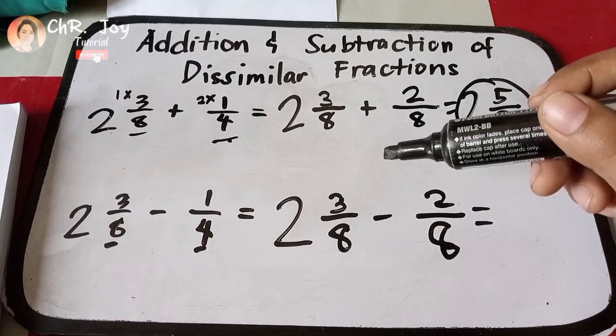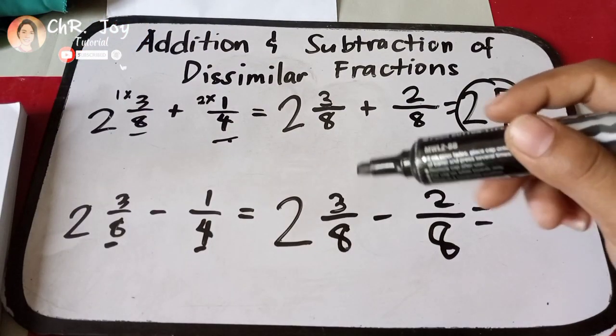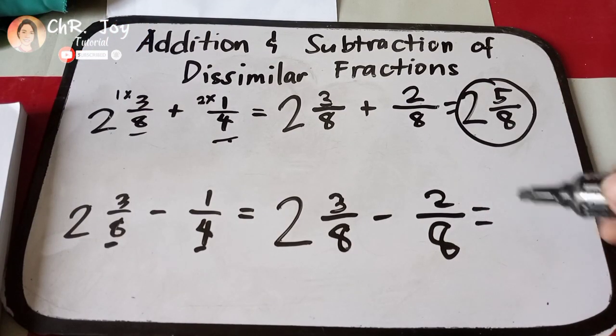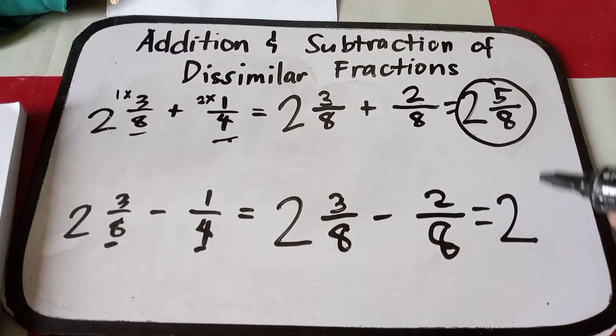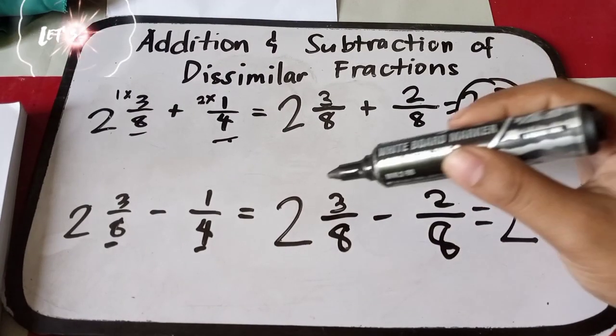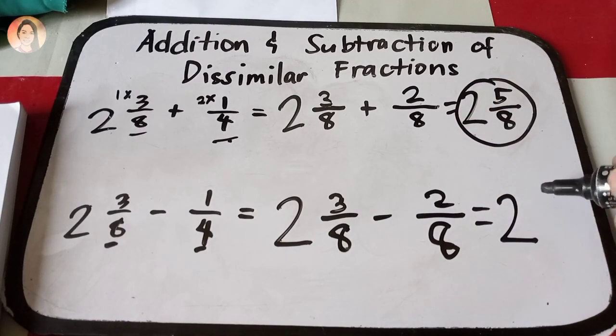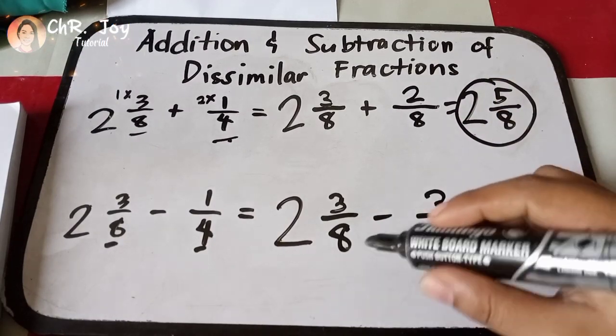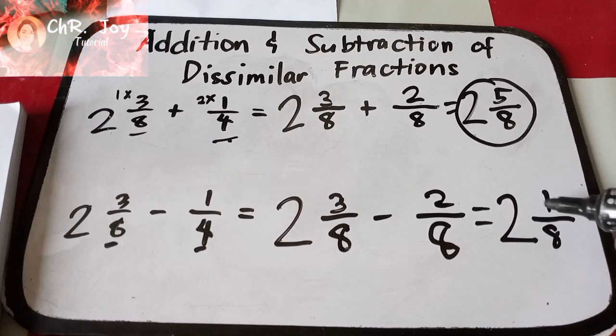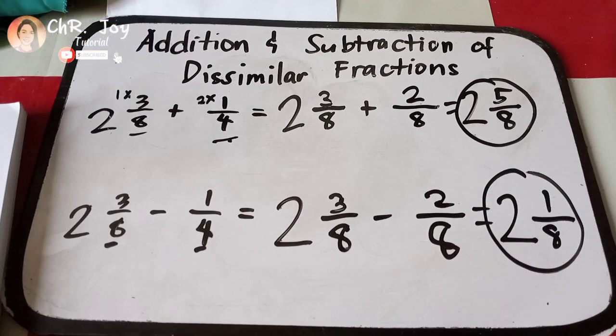Now, step 2, we're going to subtract the fractions. Let us rewrite the whole number here. And now we're going to subtract the fractions. 3 minus 2 is equal to 1. And we're going to rewrite the 8. Now the answer is 2 and 1/8.